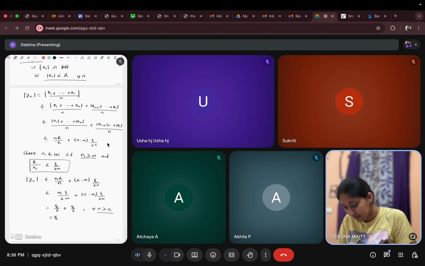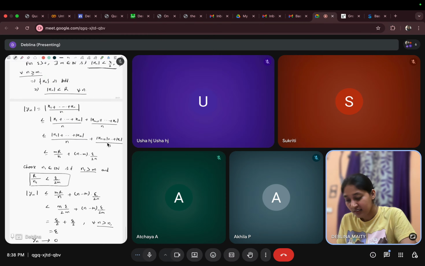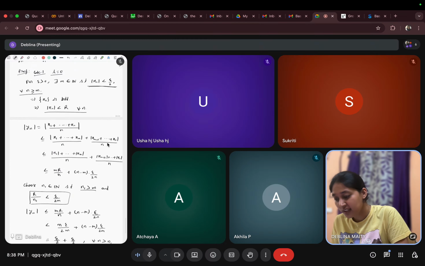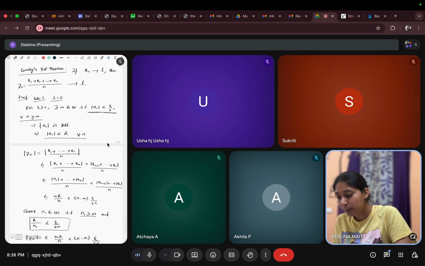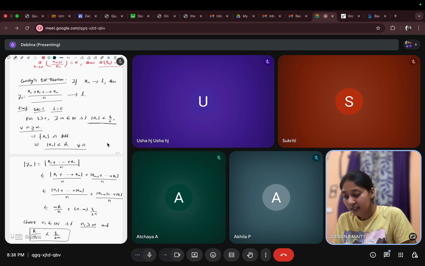So what we have is that yn converges to 0, and yn is what? yn is (x1 to xn) by n, so yn converges to 0. So for 0, if we take L to be 0, then we have proved that (x1 plus ... plus xn) by n converges to 0.